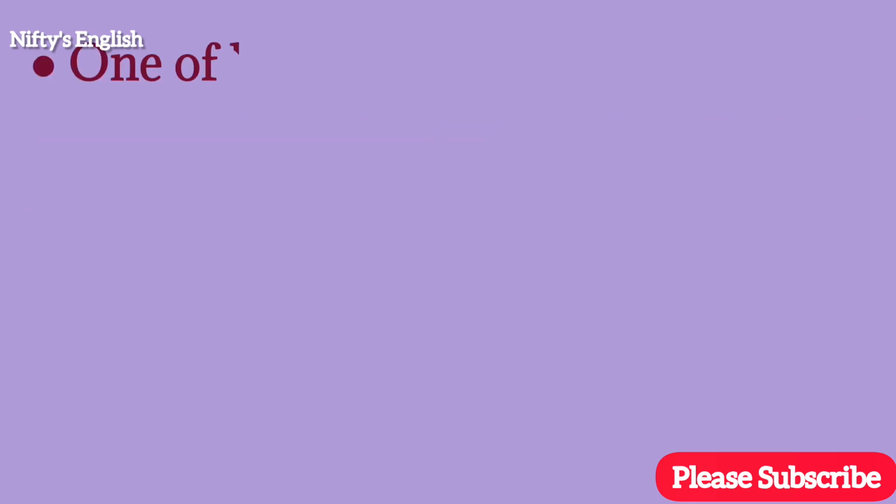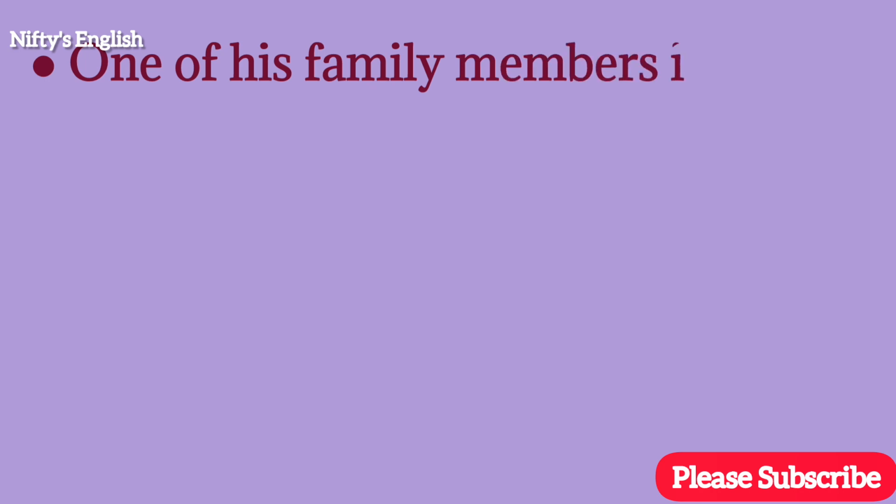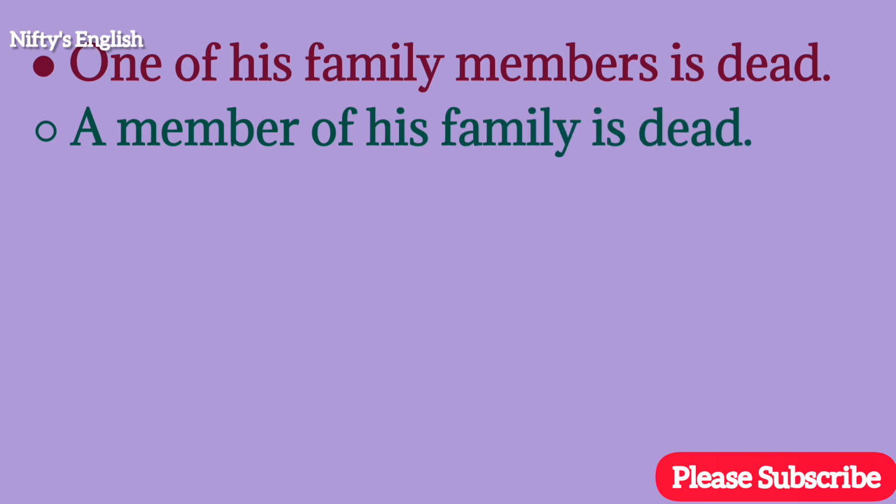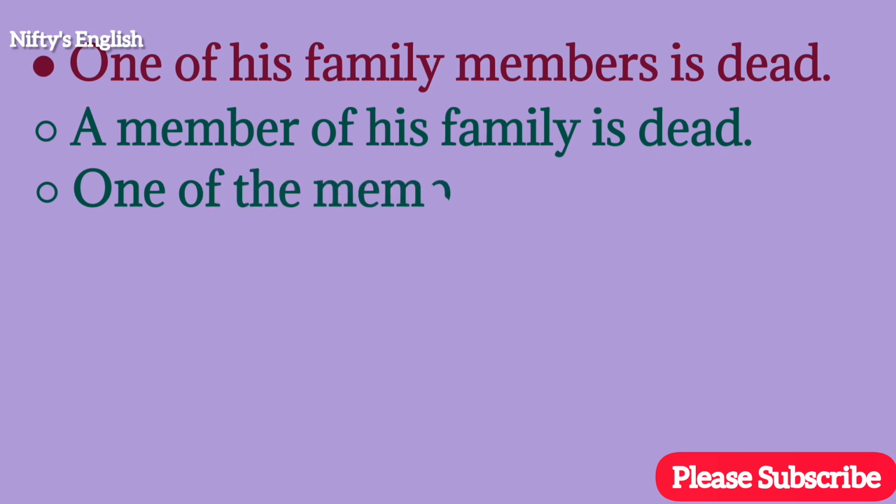Number 6, one of his family members is dead. And the correct form is, a member of his family is dead. Another one is, one of the members of his family is dead.